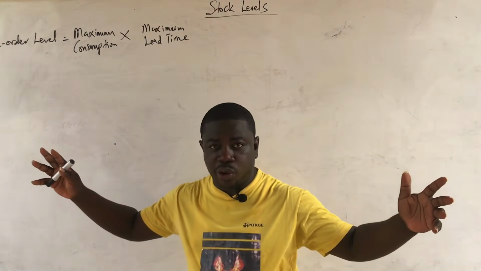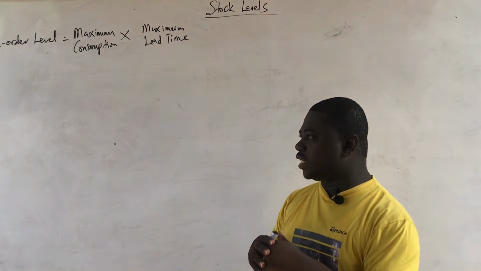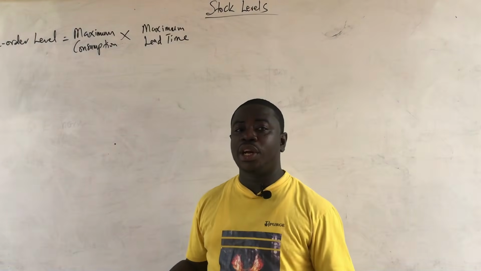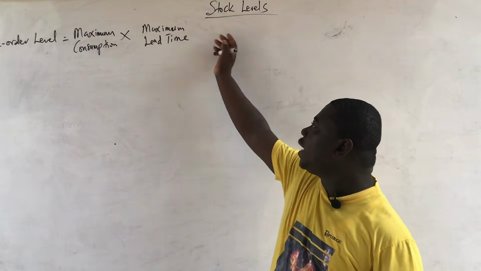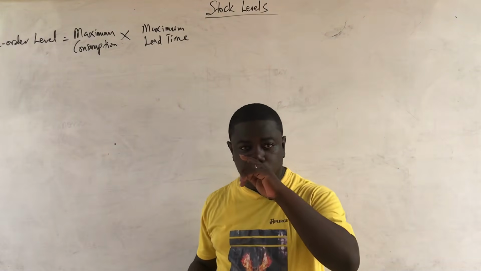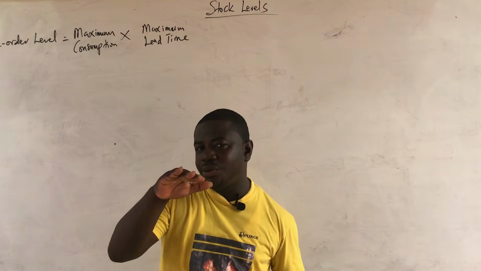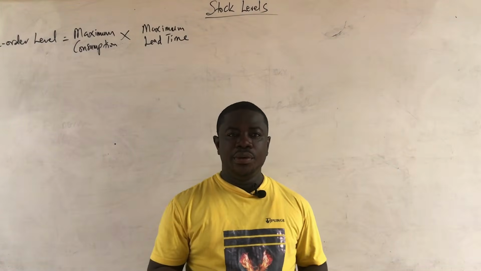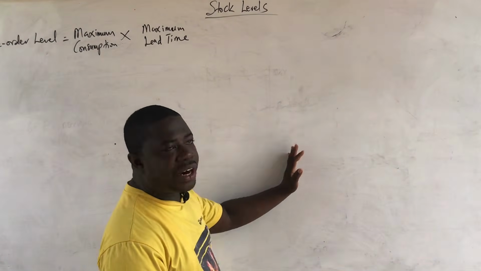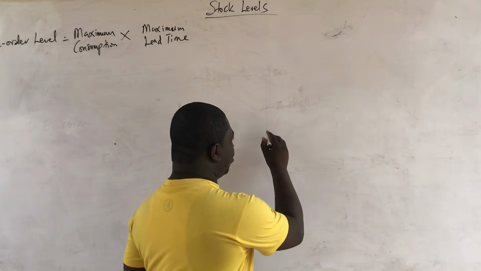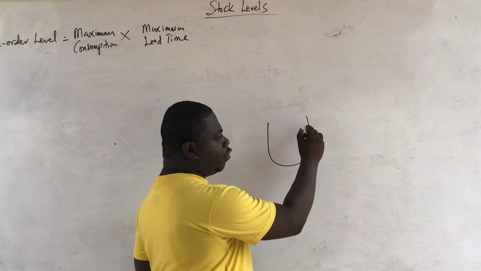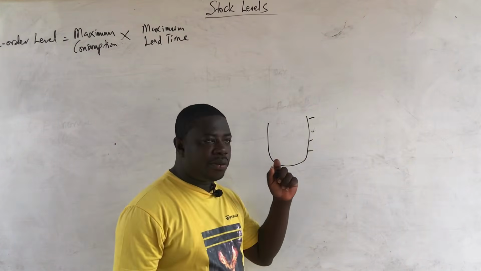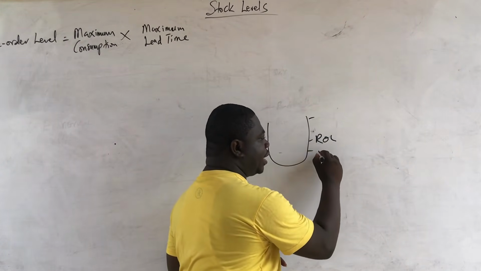It's like the prudence concept, where we anticipate losses. We anticipate that when we order, it will take so long, so we take the maximum. And with our consumption too, remember from the barrel that I gave you, I set the reorder level above the minimum stock level. Okay, above the minimum stock level, this is the reorder level and this is the minimum.